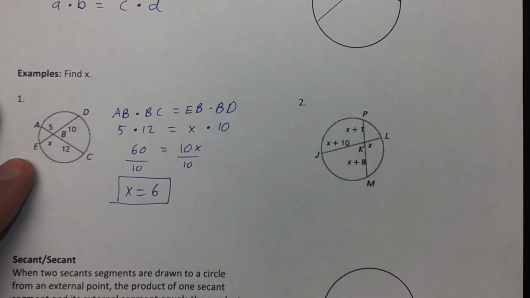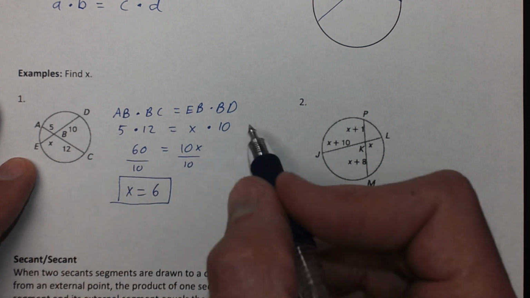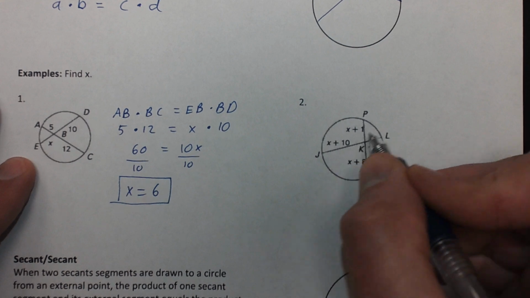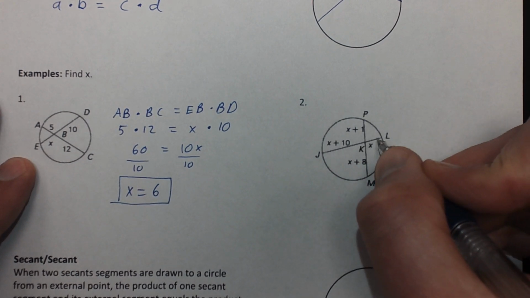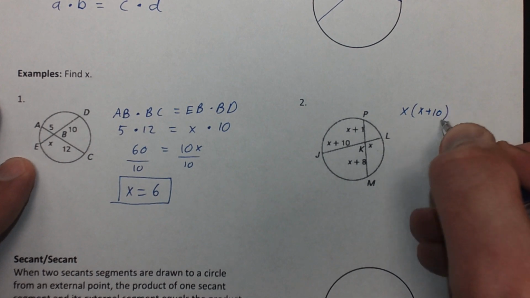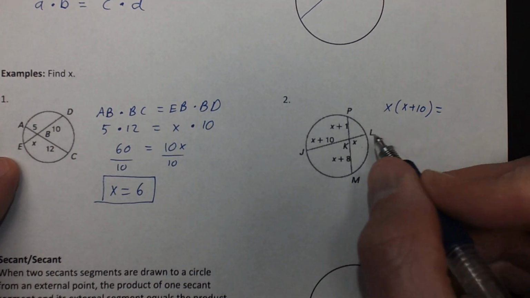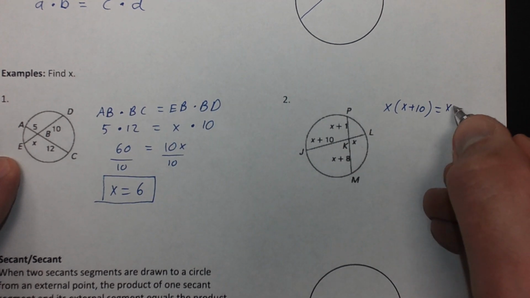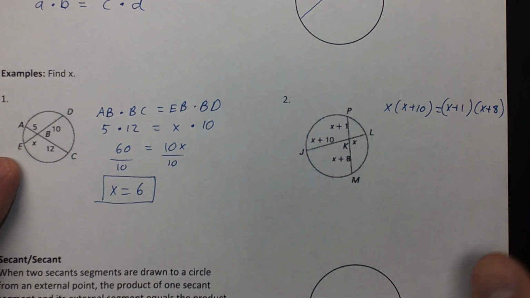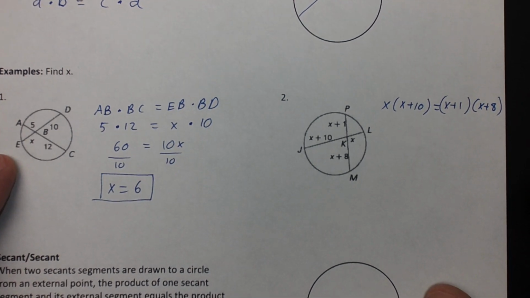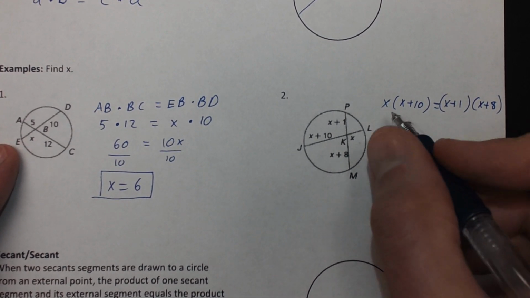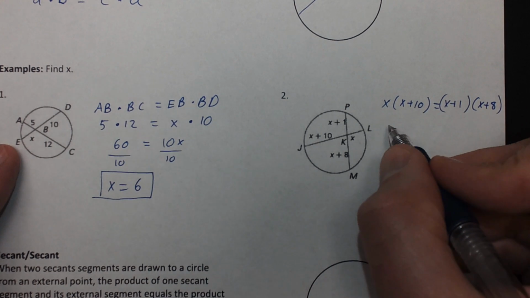So let's try a little more complicated one. Now that you know the general setup, we're going to just multiply segments of the same chord. So here we have x and x plus 10 on the same chord. And that's going to be equal to the other one, x plus 1 times x plus 8. The hardest part about this one is you're going to have a little bit of space here, so you need to write maybe a little smaller. But the other hard part is you're going to have quadratics out of all this.